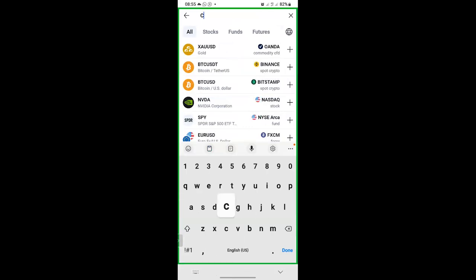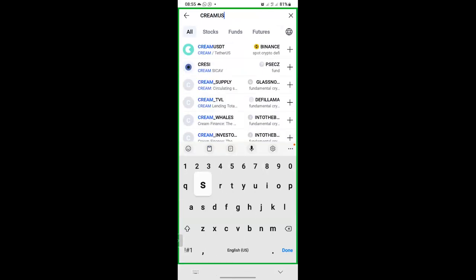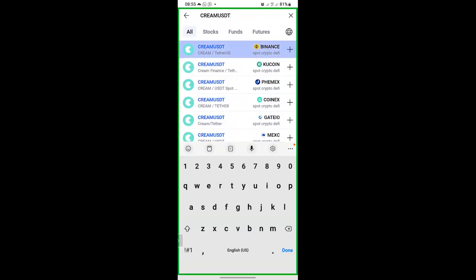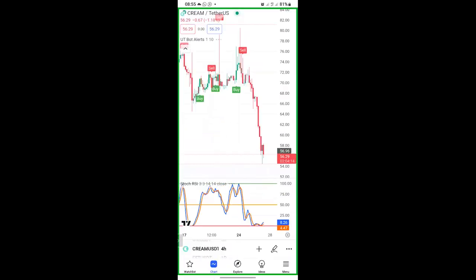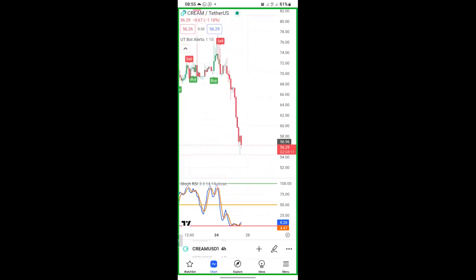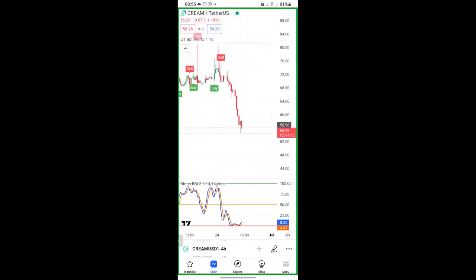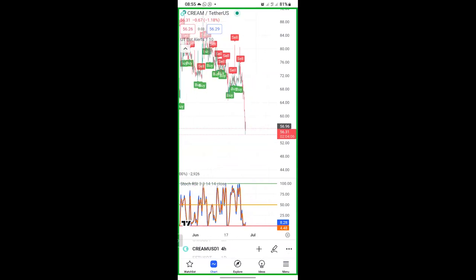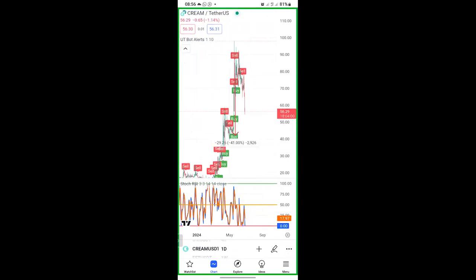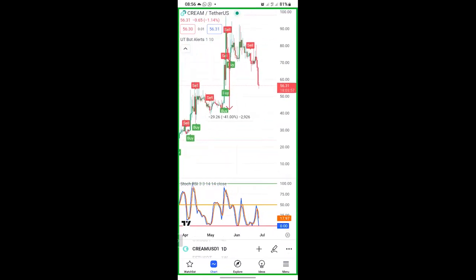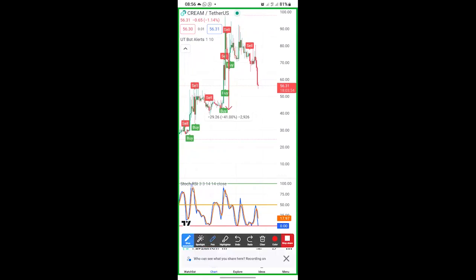Where is Cream? Let me just search. So you need TradingView. So this is our Cream. So you see it has been having a sharp fall. This is for our time frame. You have to first put it in the 1 day time frame. So you look at where Cream is trading. You can see its next support area is here. Then the next one is here.